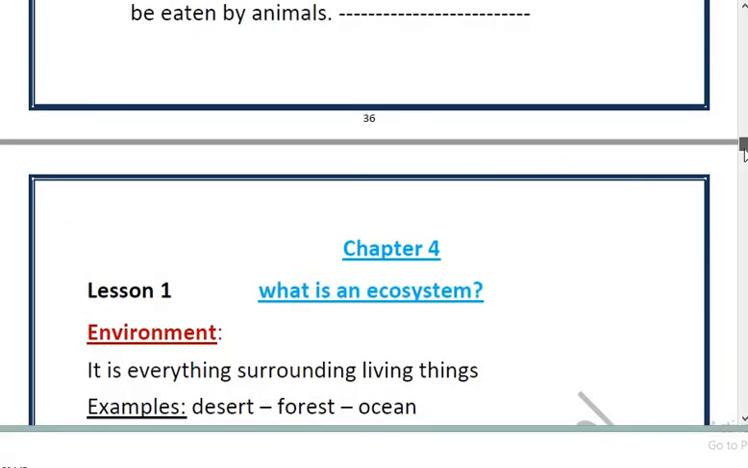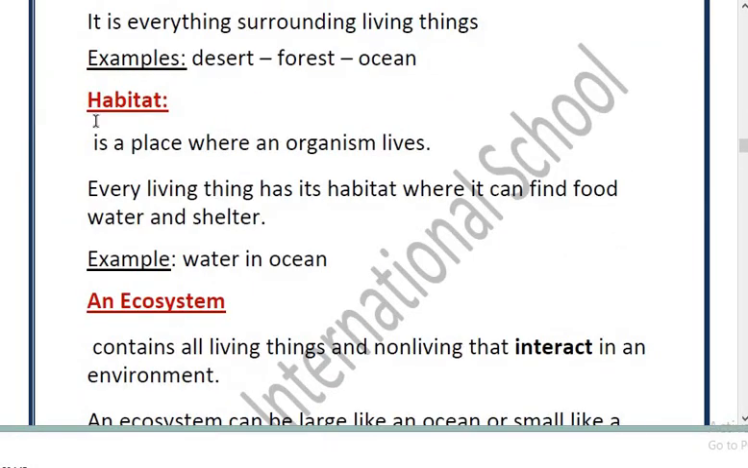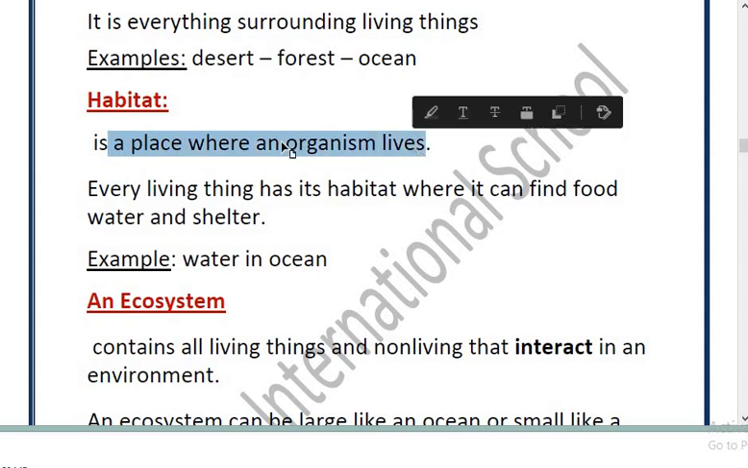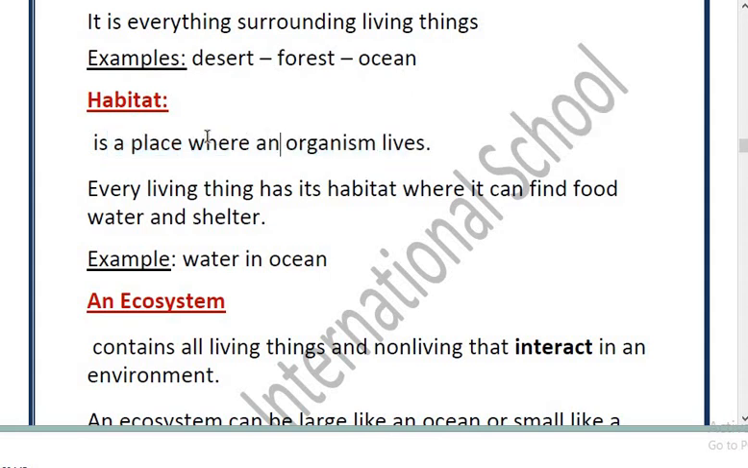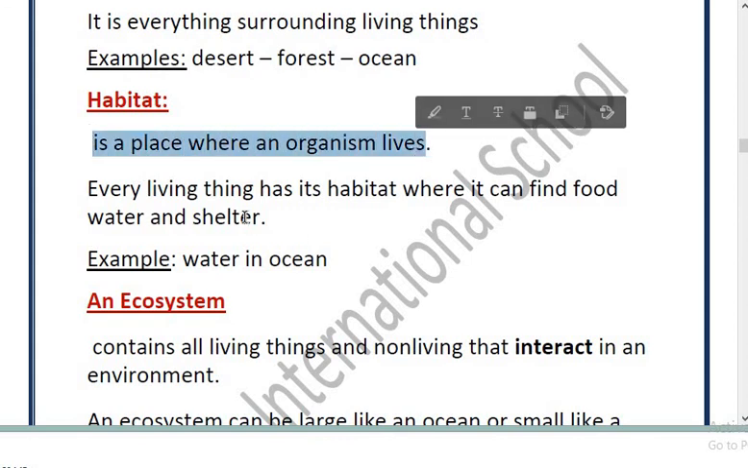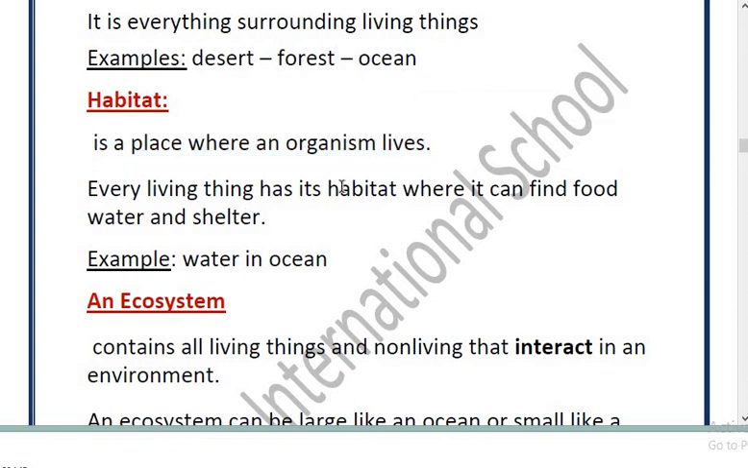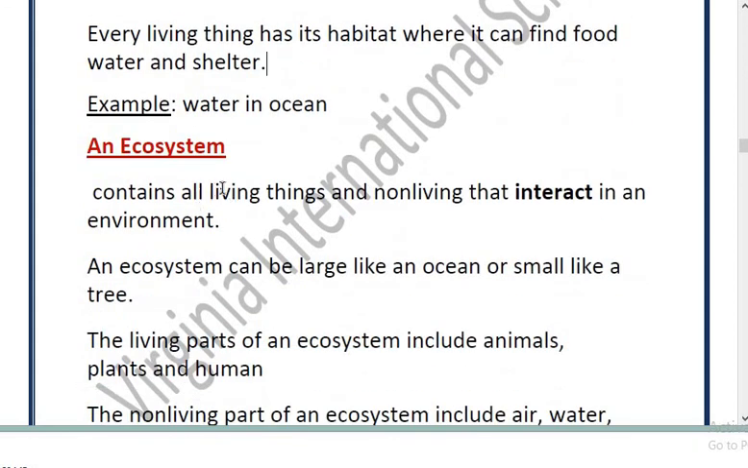And for every living thing there is a habitat. The habitat is the place where an organism lives, which means that the habitat for the dolphin is the ocean. The habitat for the camel is the desert. So the habitat means the place where an organism lives. Every living thing has its habitat. The habitat means the place where he lives, he can find his food, his water, and shelter. Shelter means the home.